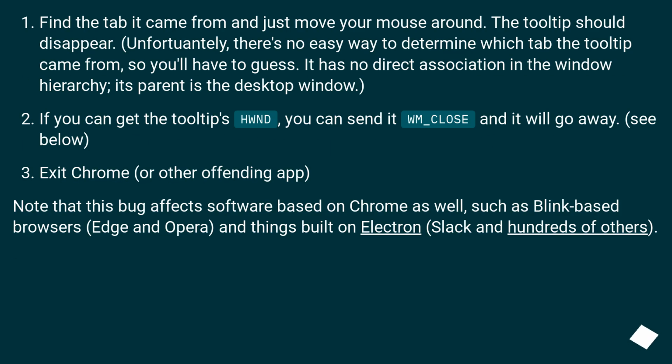find the tab it came from and just move your mouse around. The tooltip should disappear. Unfortunately, there's no easy way to determine which tab the tooltip came from, so you'll have to guess. It has no direct association in the window hierarchy. Its parent is the desktop window. If you can get the tooltip's HWND, you can send it WM_CLOSE and it will go away. See below.